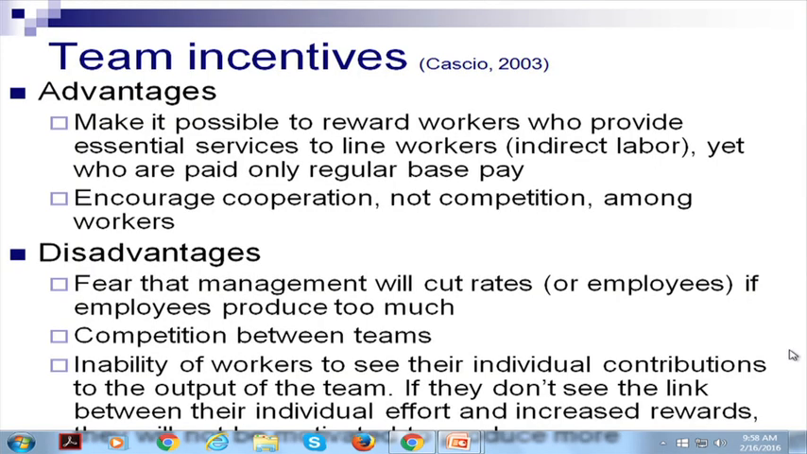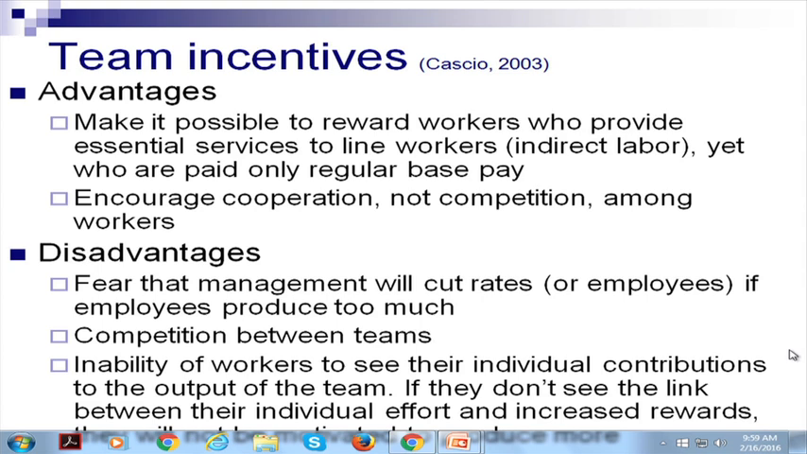Okay. The disadvantages of team incentives are: number one, there's a fear that management will cut rates or employees if employees produce too much. So, one big disadvantage is that when you start incentivizing the team, then people feel that the management might cut their salaries if you produce too much instead of giving you the incentives.